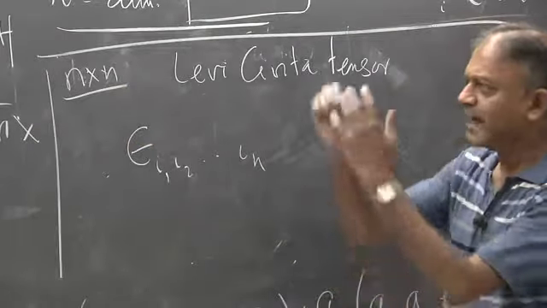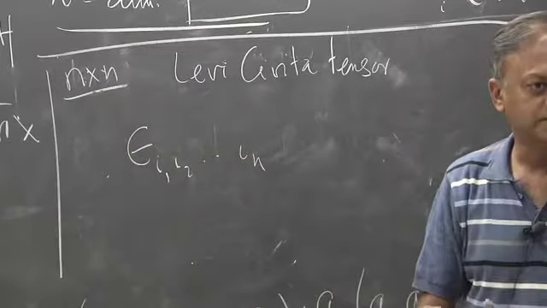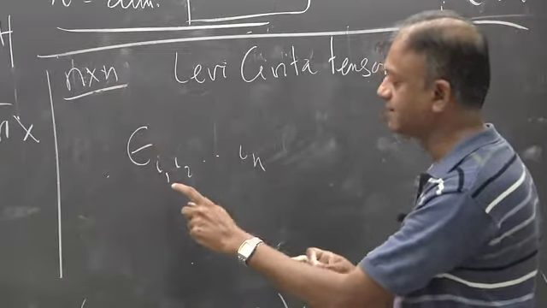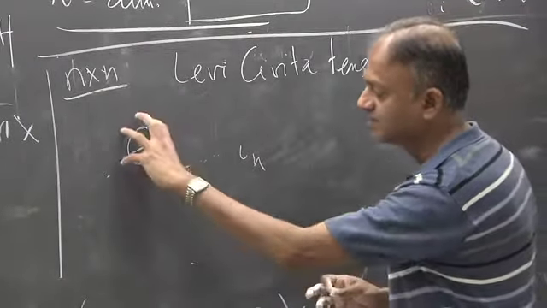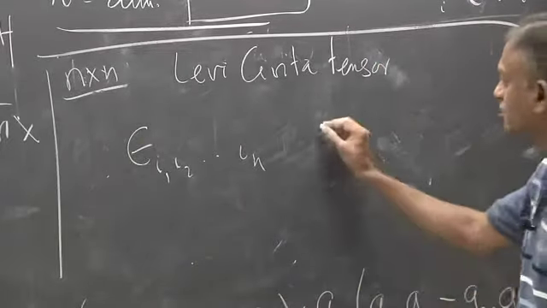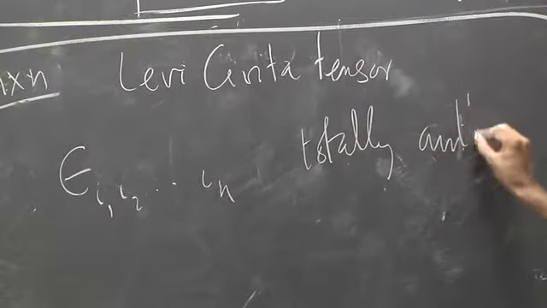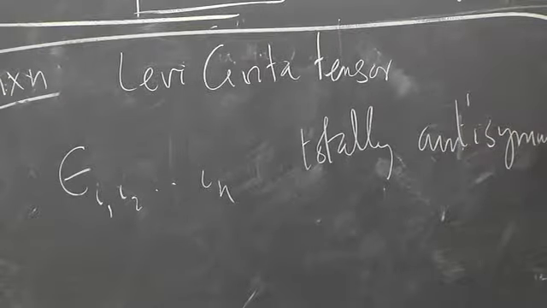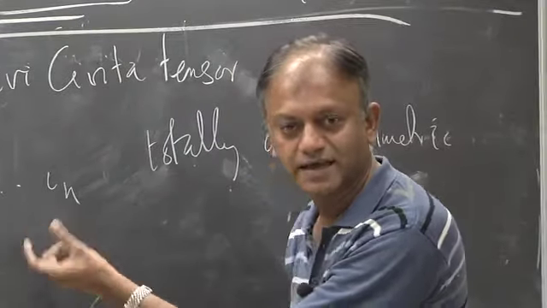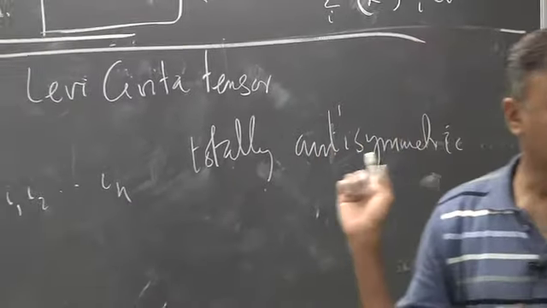N indices. When you're talking about n-dimensional space, after all, these matrices are going to act on an n-dimensional vector space. So for the n-dimensional vector space, I define a Levi-Civita tensor. So this is a tensor with n indices. And what is the property? That this is totally antisymmetric in all the indices. Which means if I exchange any two indices, then it becomes the minus of the original one. That's the property, totally antisymmetric.